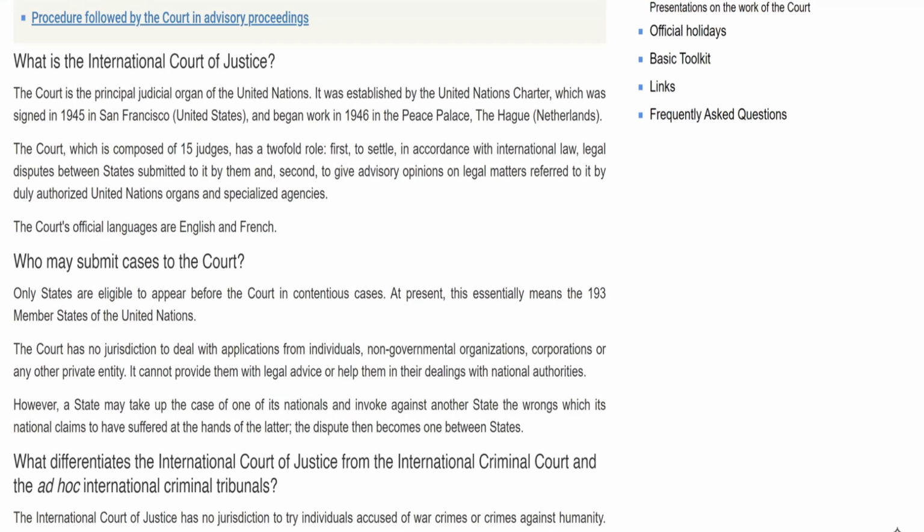So the first topic which is important is the International Court of Justice. You should know that it is the principal judicial organ of the United Nations, and it's established in the Peace Palace, Hague, Netherlands. The primary thing you should understand is how many judges the court is composed of. It is actually composed of 15 members.